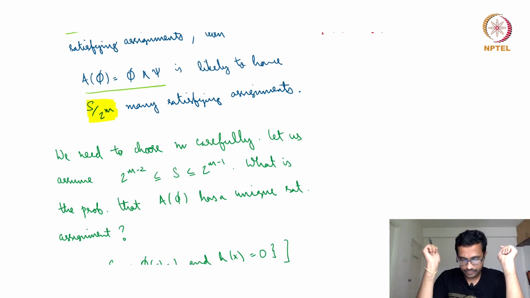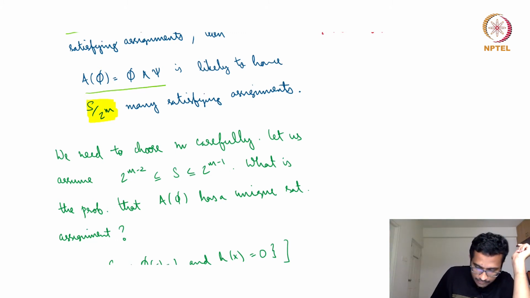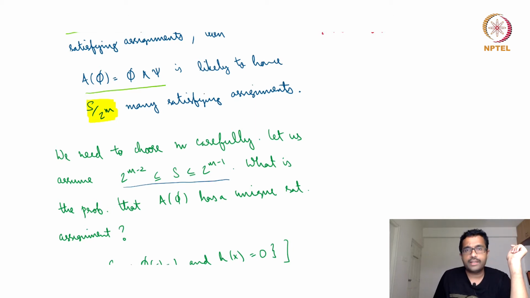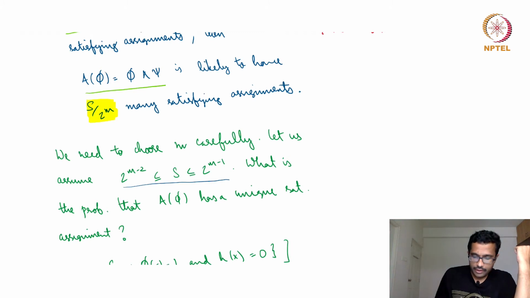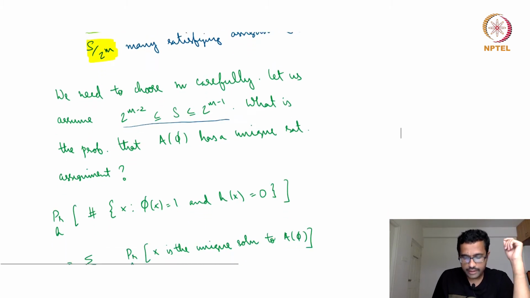But our process will be such that even without knowing s, we will do something that gives us a good probability. So let's assume that the number of satisfying assignments is between 2 power m minus 2 and 2 power m minus 1 for some m. Okay. So we know that the number of satisfying assignments could be as much as all the assignments, which is 2 power n, or it could be as low as 0, right? So it could be anything between 0 and 2 power n. But let's assume that it is in the range 2 power m minus 2 up to 2 power m minus 1. Now, what is the probability that a phi has a unique satisfying assignment?